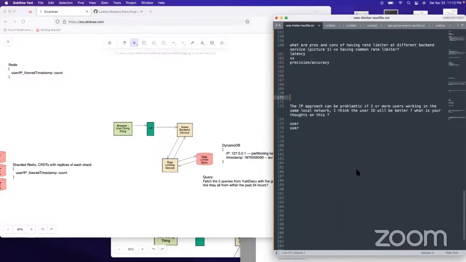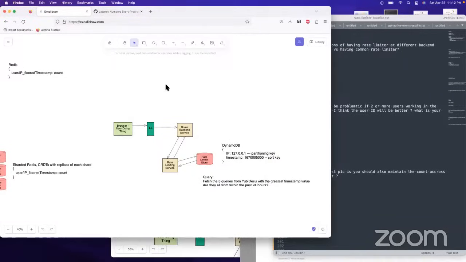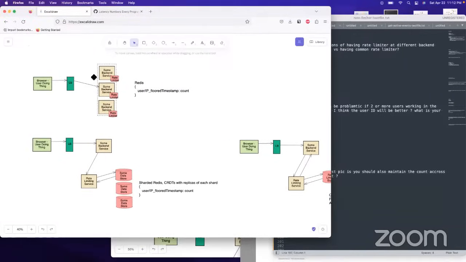All right, let's go ahead and answer some questions now. Cons in the first pick is you should also maintain the account across all instances. So you're talking about this one. And in this case, you, of course, do not have a means of limiting it properly.